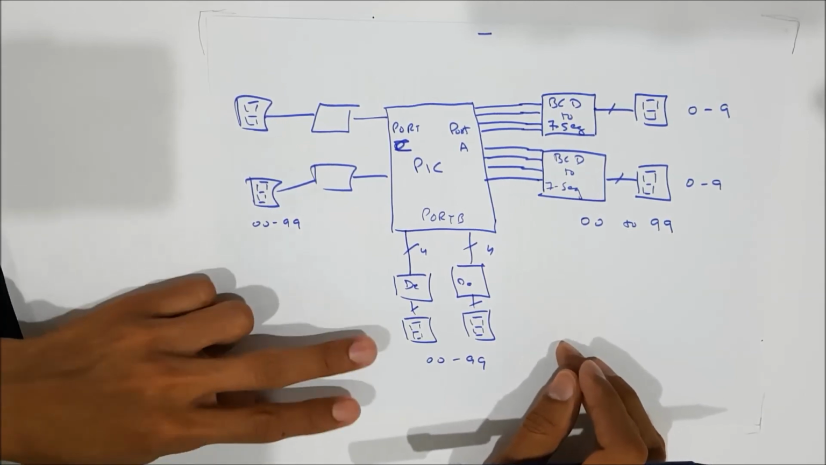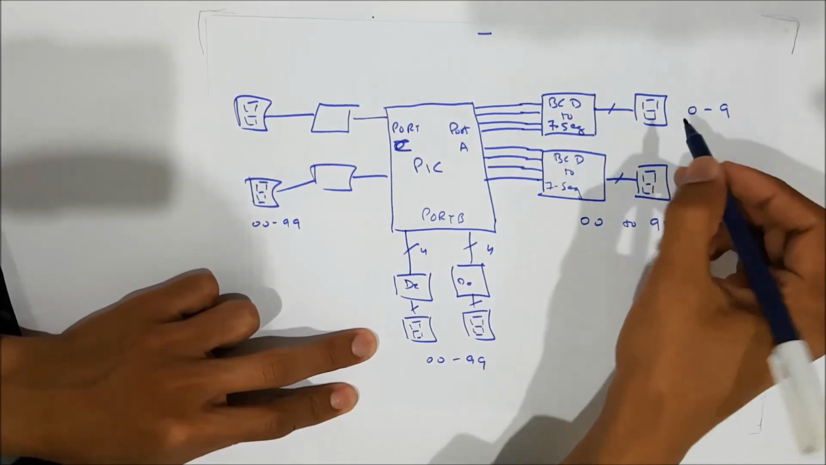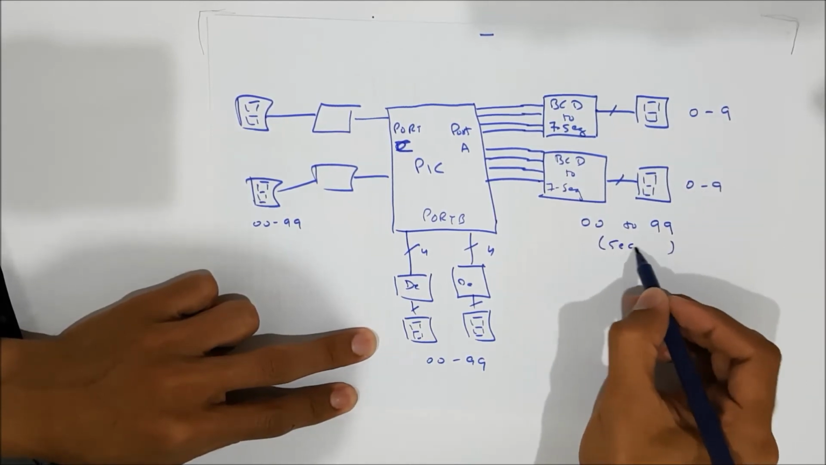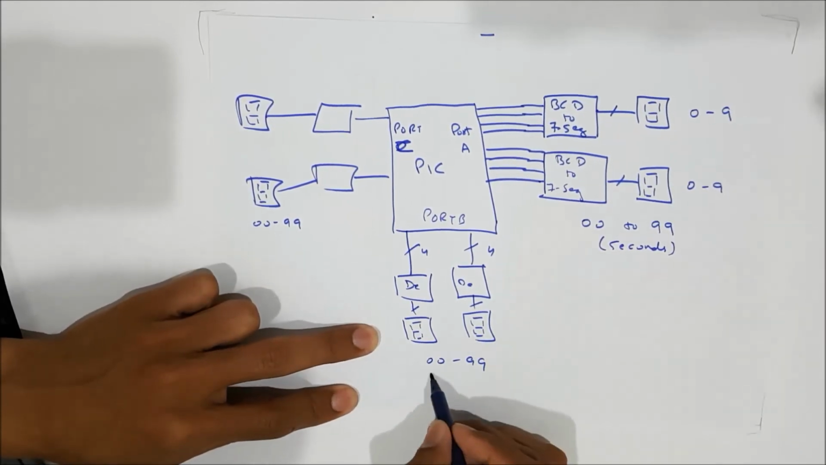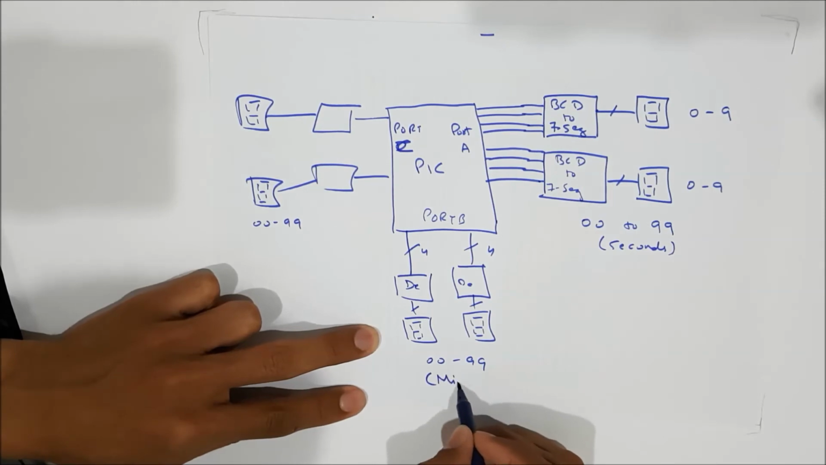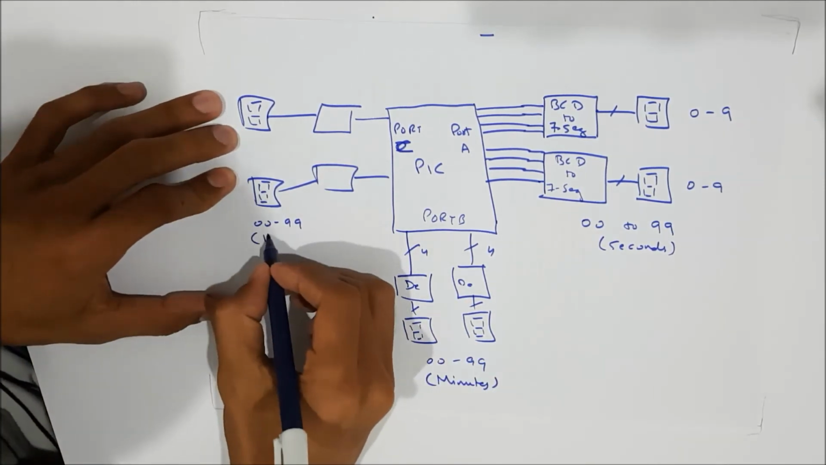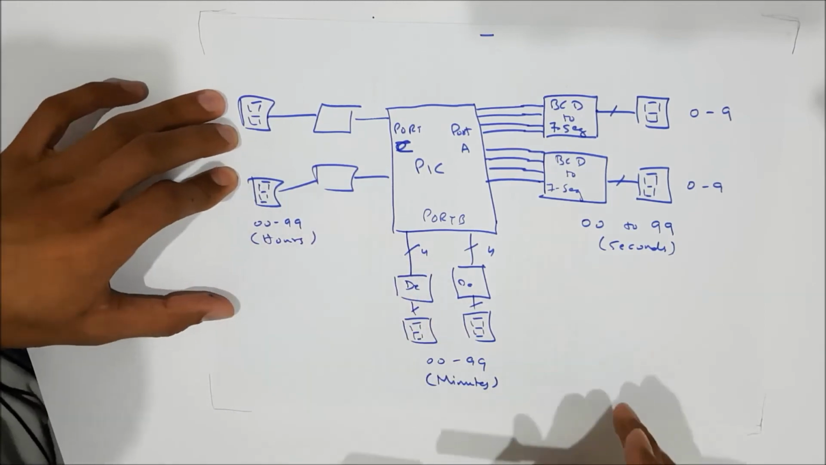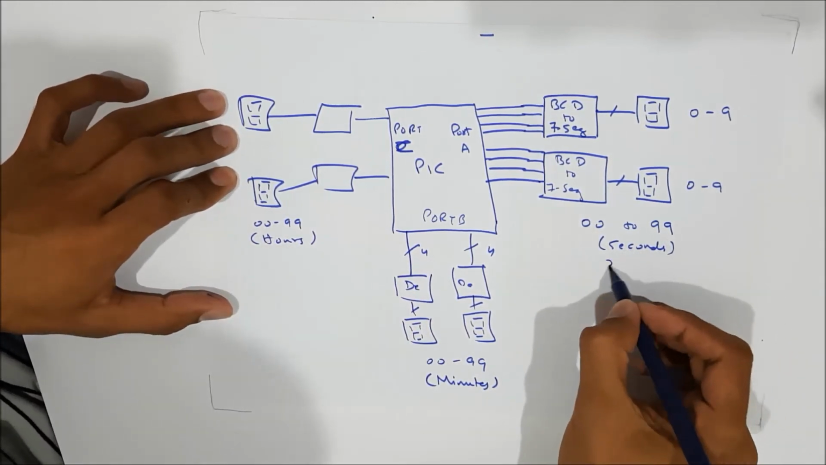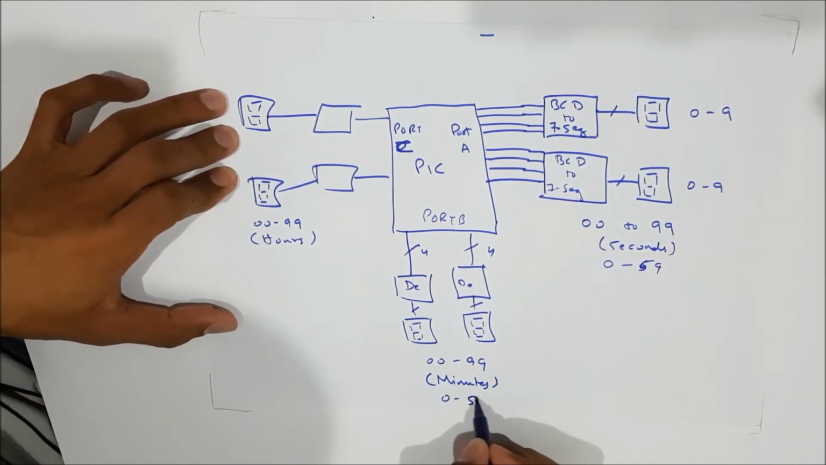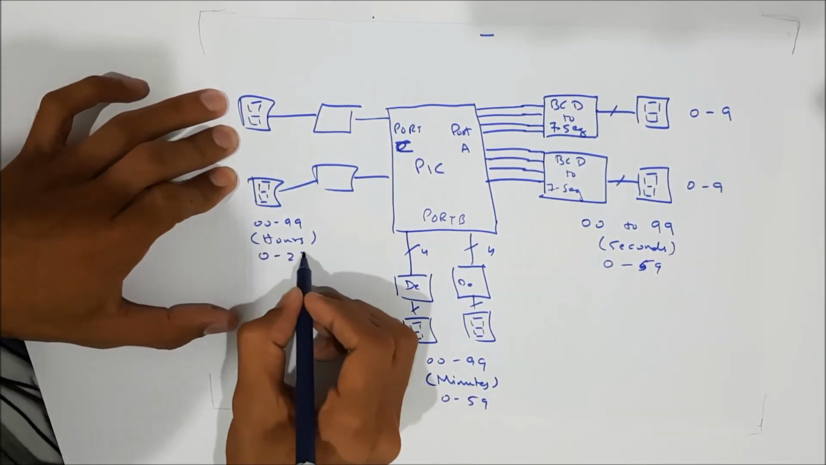Using this, we can make a clock. We can use this one as seconds, this one, port B, for minutes, and this port C for hours. So we will count from 0 to 59 for seconds, 0 to 59 for minutes, and 0 to 23 for hours.